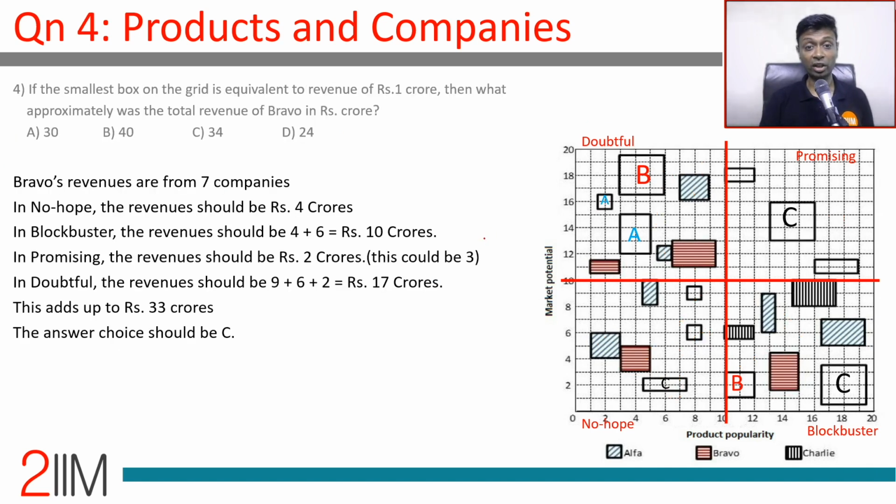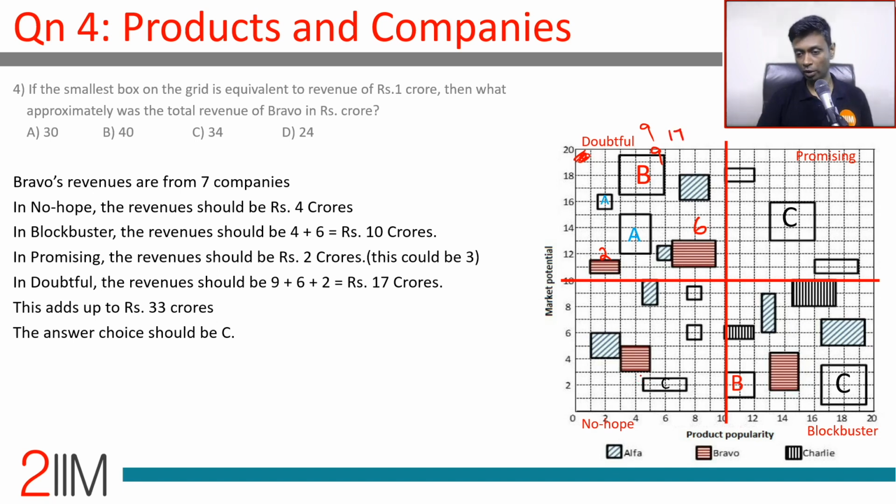If the smallest box in the grid is equivalent of rupees 1 crore, then basically 1 square is 1 crore. Then what is the total revenue of Bravo in rupees crores? I'm going to go quadrant by quadrant. In this quadrant, Bravo has 9. This is 9 plus 6 plus 2, which is 17 crores. This is what Bravo has. So this is the doubtful quadrant, 17.